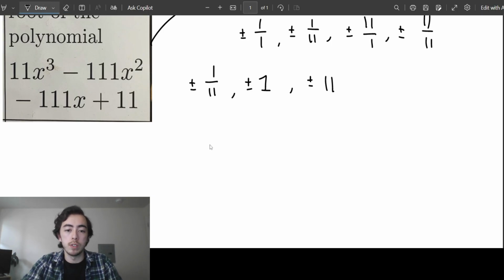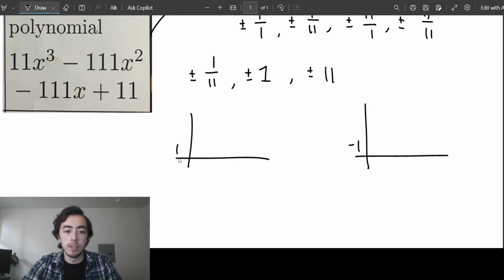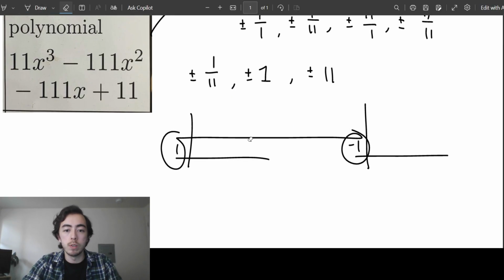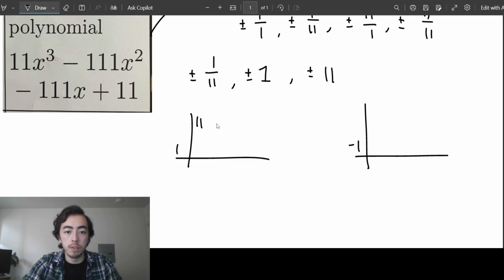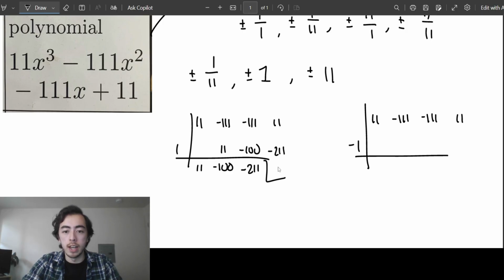And I'm going to use a strategy called synthetic division to just check if 1 or negative 1 is going to be one of my roots. So this 1 or this negative 1 is the root, and then I will line up the coefficients of my polynomial kind of like that. And the process here, basically it mimics long division, and I'm just going to drop this number down, multiply it by the 1, and then put that there, and then add these. So I get negative 100, multiply these, add these, negative 211, multiply these, and then finally add these.